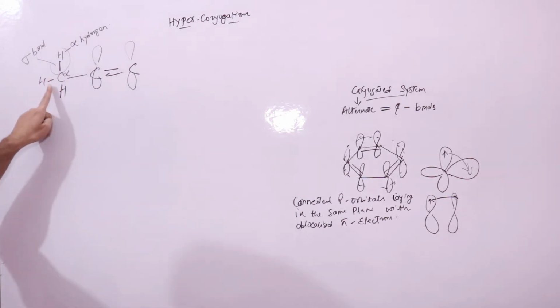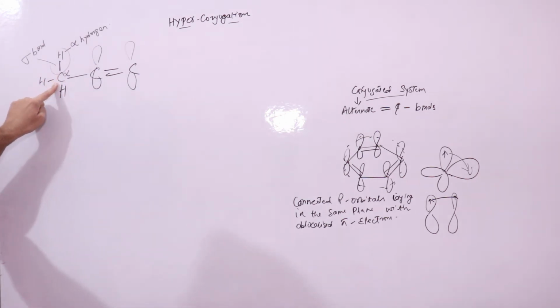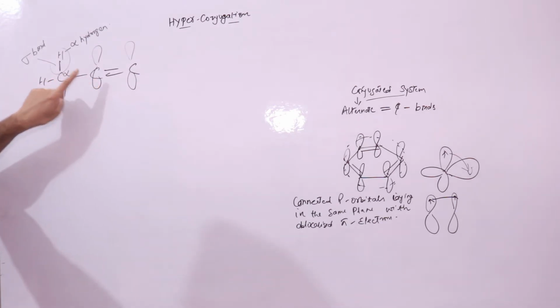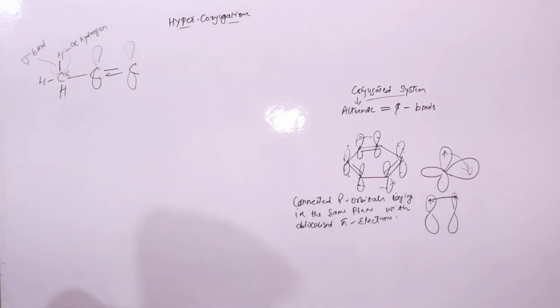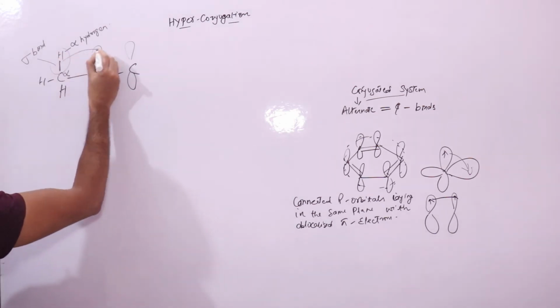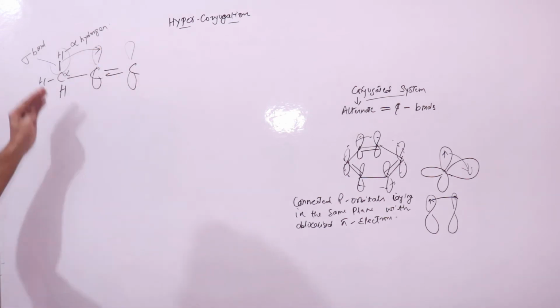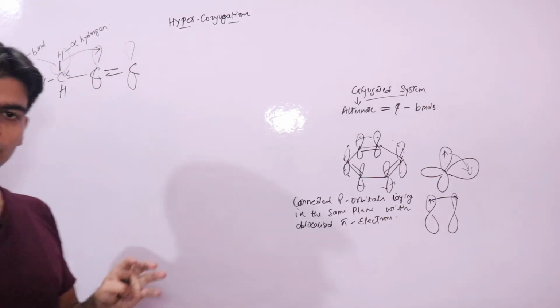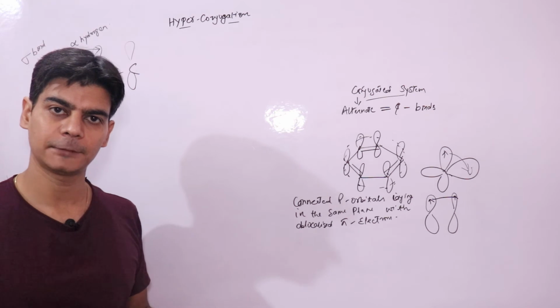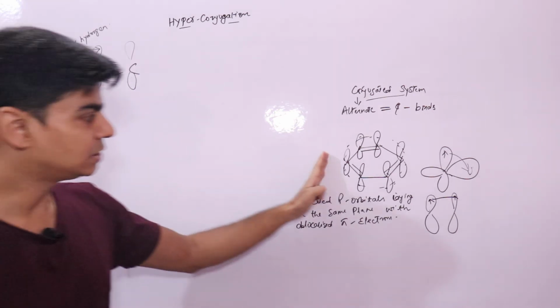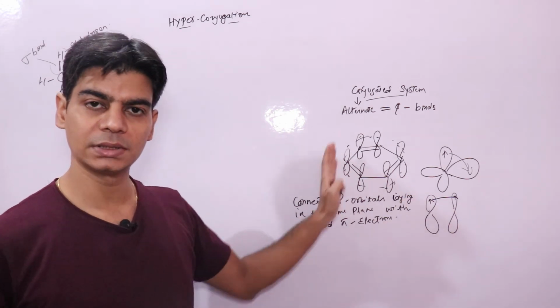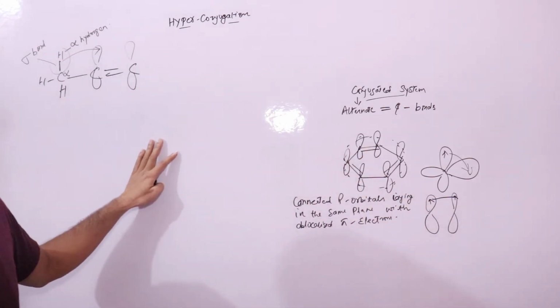So when you have such a system where, at the alpha position to this double bond, you have a CH bond, the electrons of this CH bond will start interacting with this double bond, basically the p orbitals of the double bond. Now this is a little extension of this conjugated system, so we call it hyperconjugation.